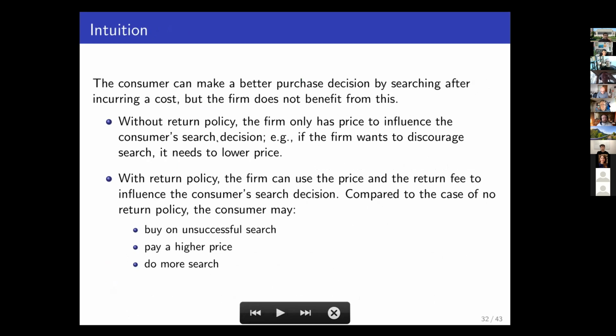So this is just saying the same thing, really, that without the return policy, the firm has only price to influence the consumer's search decision, but with the return policy, the firm can also use the price and the return fee. And the benefit is coming from either making the consumer buy on unsuccessful search, or from paying a higher price, or from doing more search, or some combination of these also.